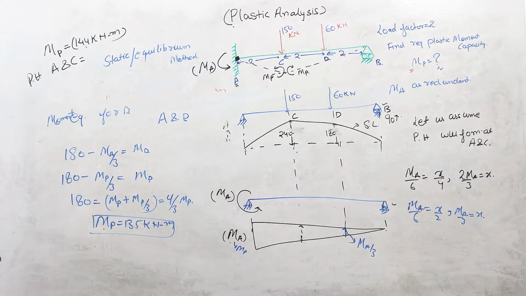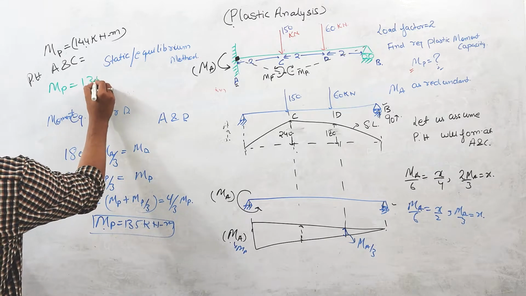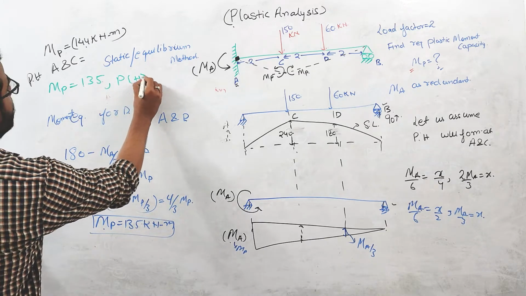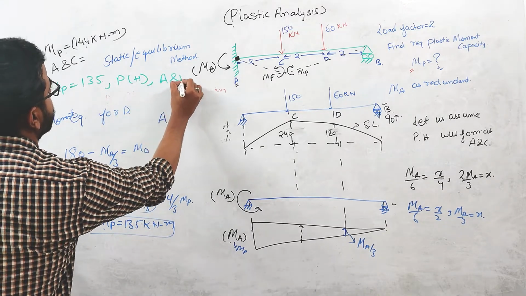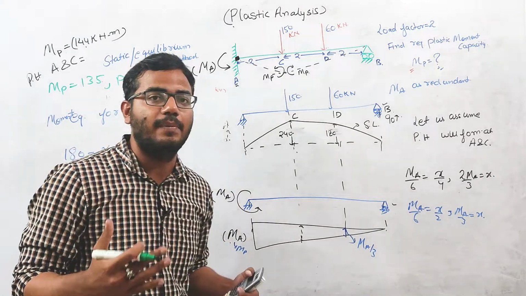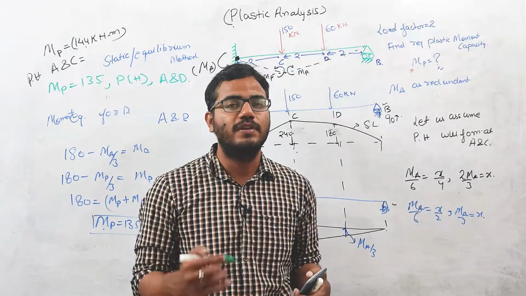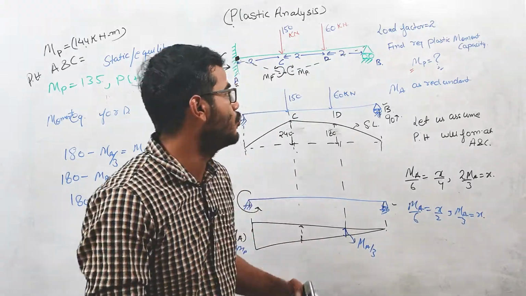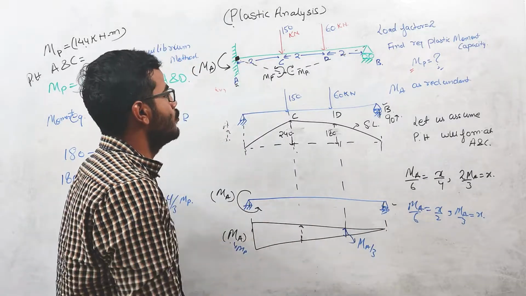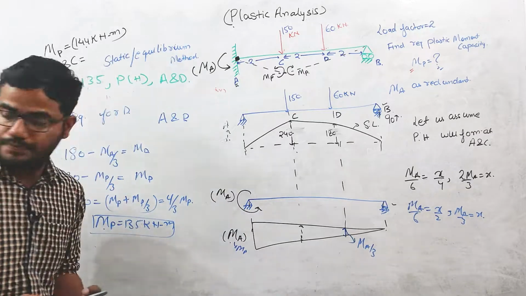So two values we are getting. MP equals 135 when plastic hinges are forming at A and D, right? So two plastic moment capacities we are getting for different collapse mechanisms. Now this is the important part, we'll see which mechanism is the true mechanism. For that we will design our beam.